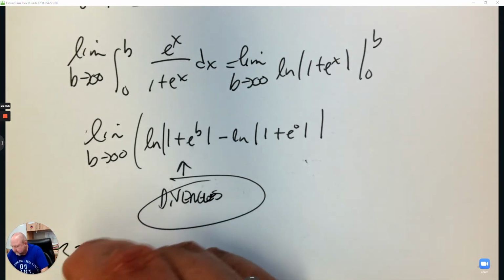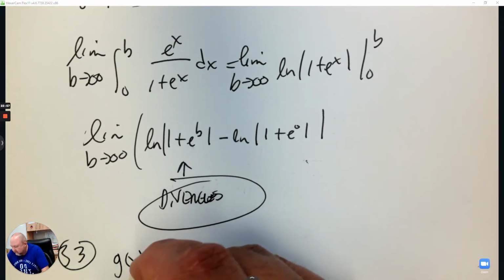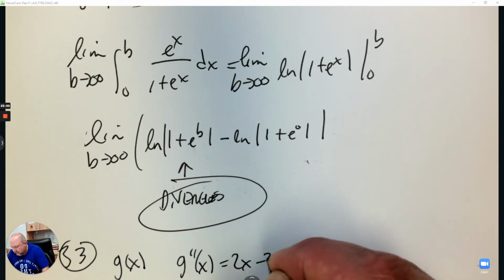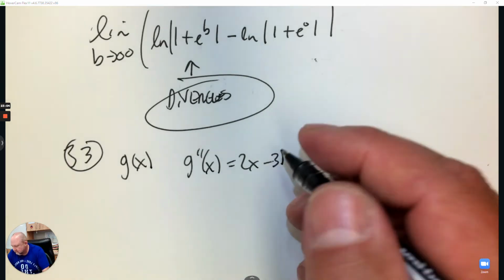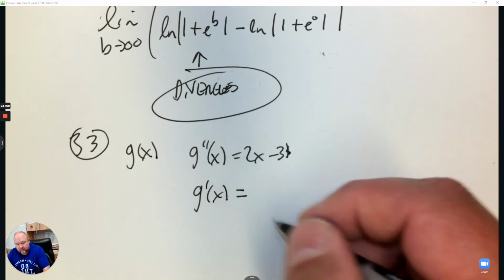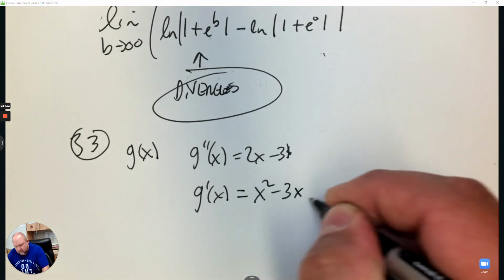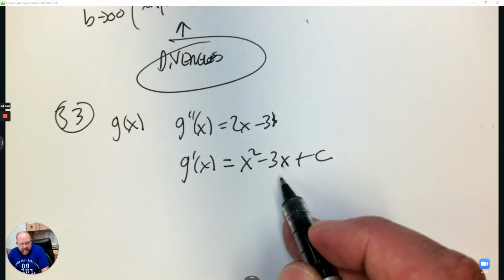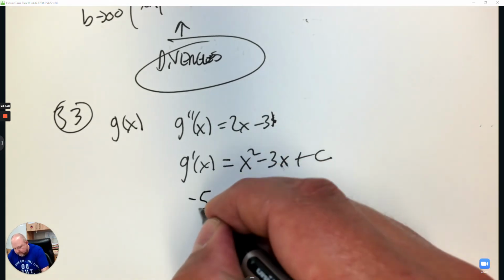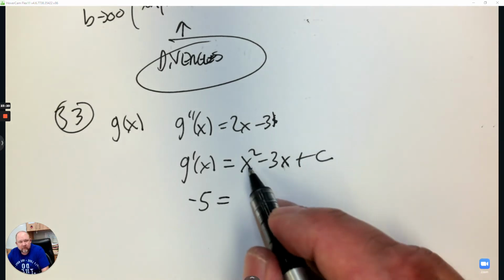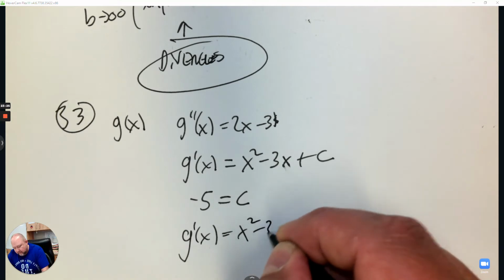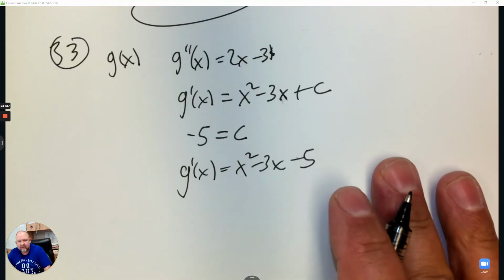Number 33. Find g at x. The second derivative is 2x subtract 3. I don't know why I have this here. So the first derivative is the integration of that. And then it says g prime at 0 equals -5. So make it equal to -5. When you plug in 0, c is that. So the derivative is x squared subtract 3x subtract 5.